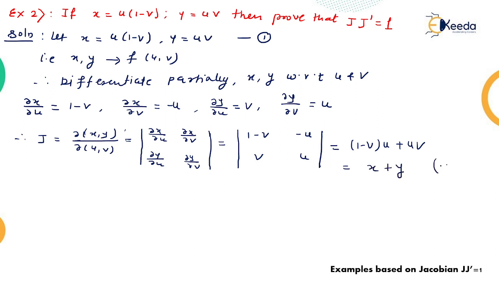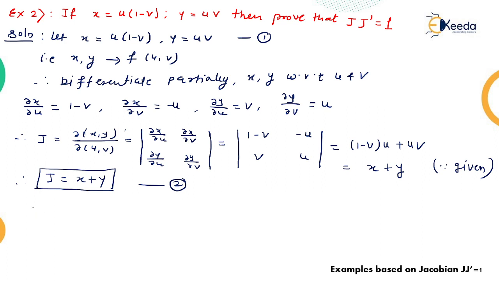Since given, (1 minus v) into u, and uv is y. So therefore the Jacobian is equal to simply x plus y. This is equation number 2.